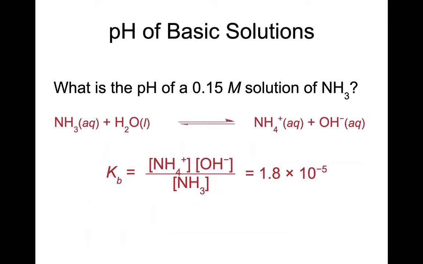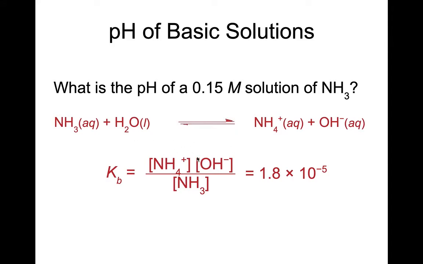So the first example wanted to know the pH of a solution that was 0.15 molar NH3. So the first thing we need is a balanced equation for this reaction. So we've got a solution of ammonia. It's 0.15 molar. So it's ammonia dissolved in water. So we've got our reactants over here. We know that ammonia is going to act as our base, pick up an extra hydrogen from the water, giving us NH4 and hydroxide. And again, we can write our equilibrium expression here.